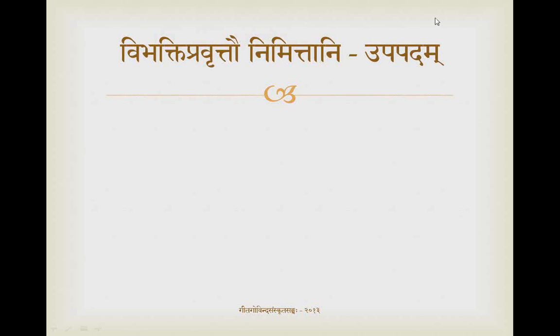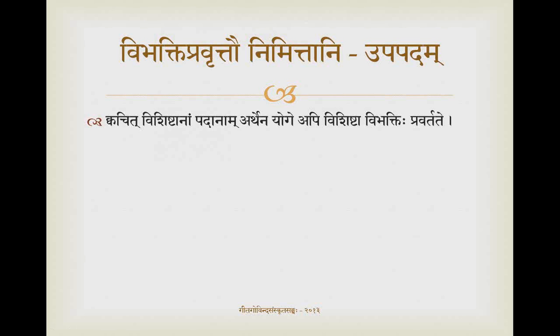So if you can see, the second nimitta for vibhakti pravritti is upapada. So vishishtanam padanam arthena yoge api vishishta vibhakti. So depending on a particular word which is present nearby, there is upapada, so that which is close. Padasya samipam upapadam, so close to a word. So if there is another word which is associated, another word that is not a kriya, some other namapada, so based on that we have vibhaktis.